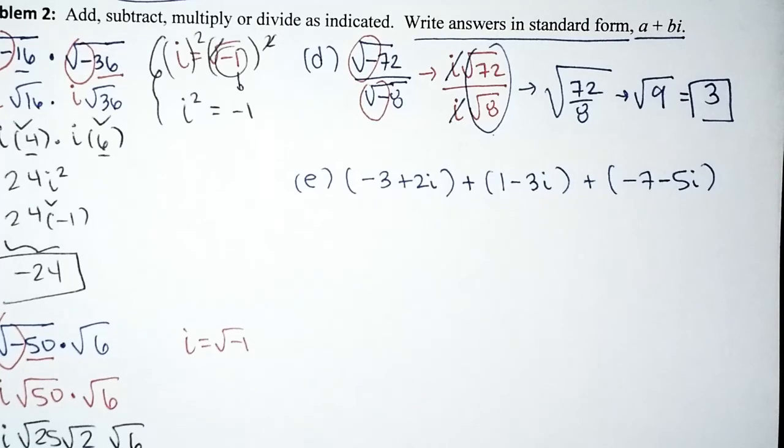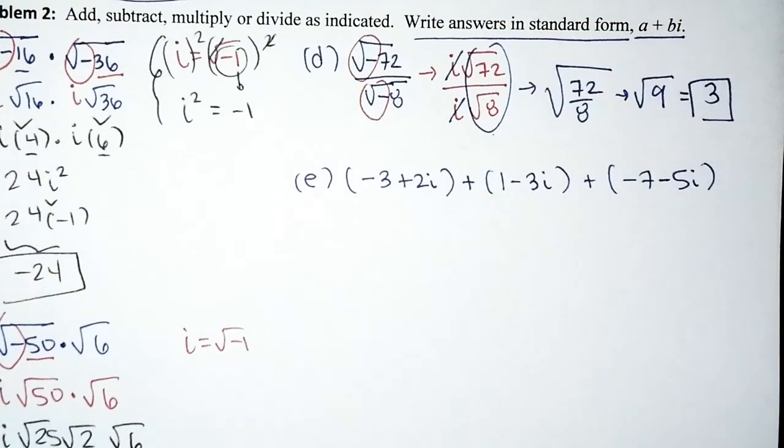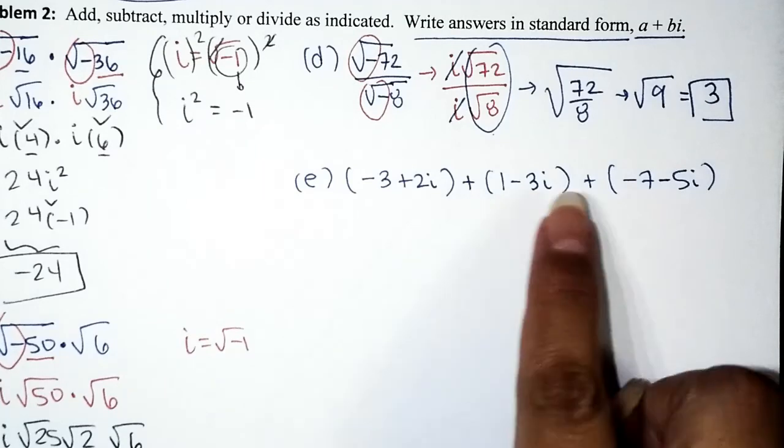Someone asked, well, how do we add complex numbers? I love adding complex numbers. You just got to think about combining like terms. We're going to add all the real parts together, and then we'll add all the pure imaginary parts together.